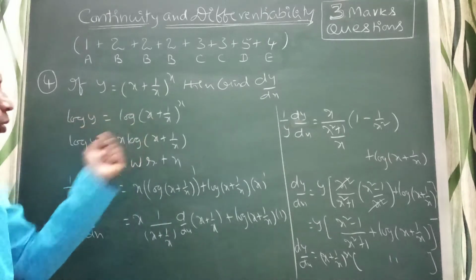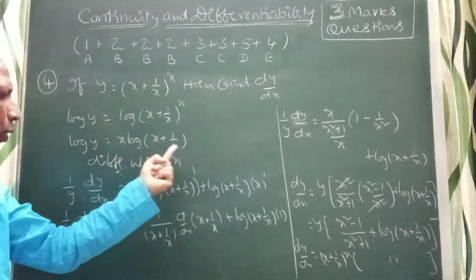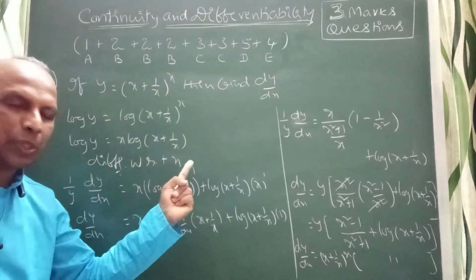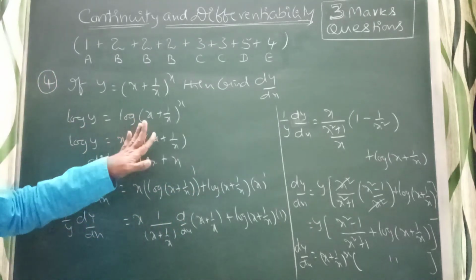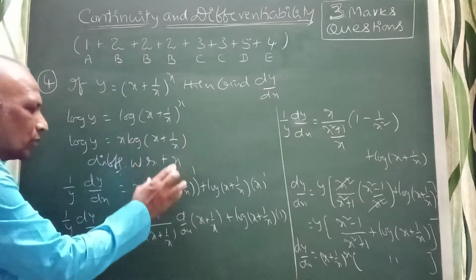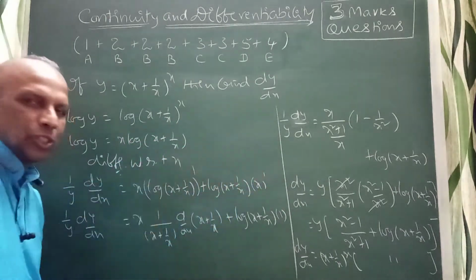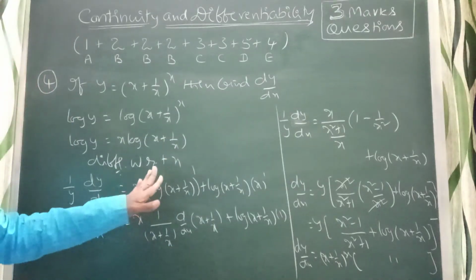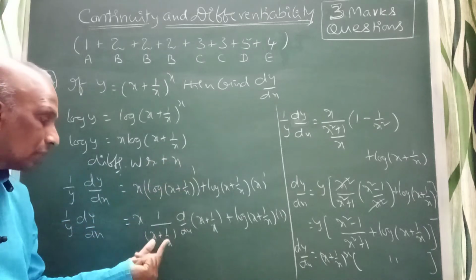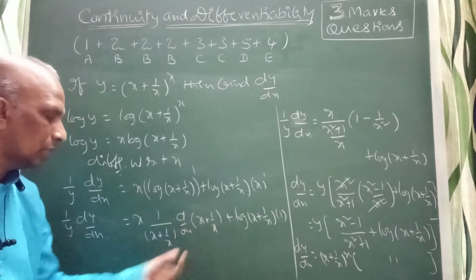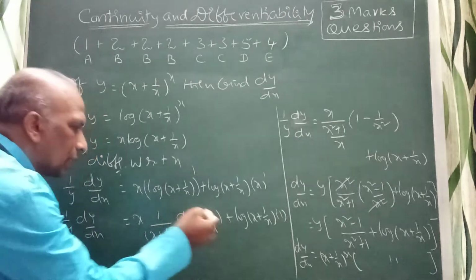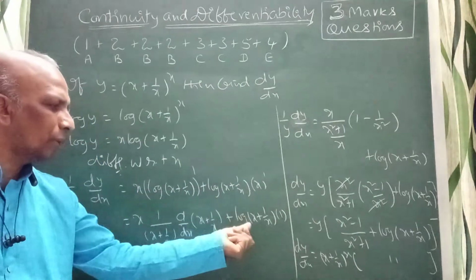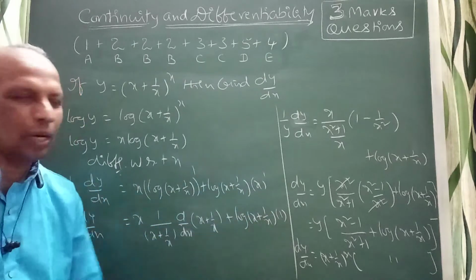Consider logarithm on both sides. This power I can hold here. Differentiating with respect to x, use here log, 1 by y dy by dx. Product rule: first into derivative of second plus second into derivative of first. When I have written x into derivative of log of something, it is 1 by something, d by dx of something. This is d by dx of this plus log of x plus 1 by x into derivative of x is 1.